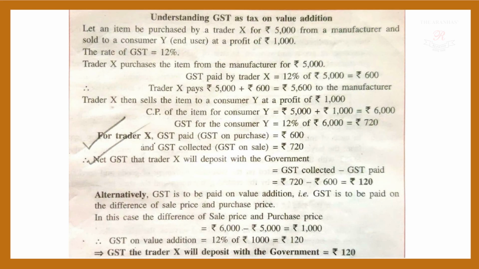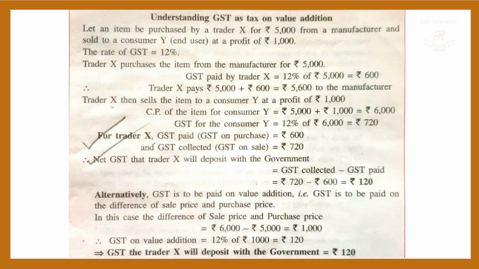Next. Now we will consider one example of how GST is calculated. Suppose an item is purchased by a trader for rupees 5,000 from a manufacturer and sold to consumer Y. That means there are three people. One is the manufacturer, another is the trader, and the third one is the consumer, right?